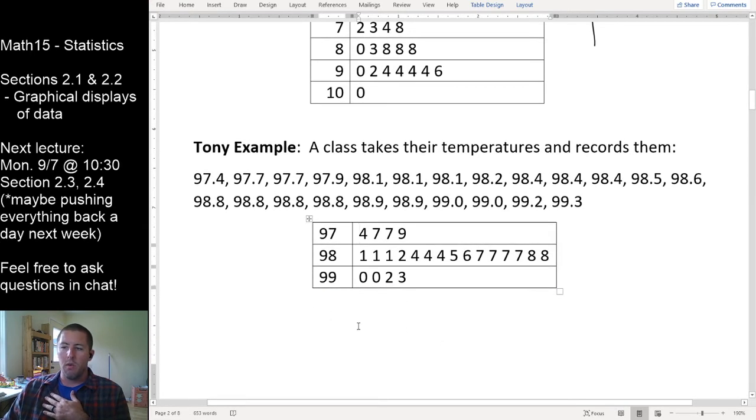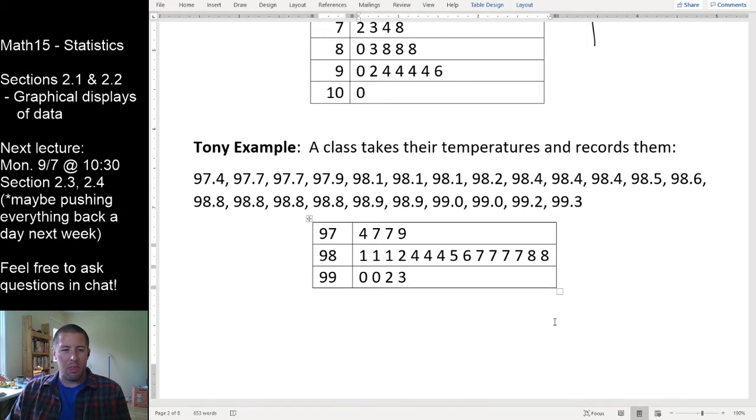These values are all packed up around our more typical temperatures of the mid 98s, right? The problem with this stem and leaf plot is it really just doesn't tell me much beyond the fact that most body temperatures are in the 98 degree range. But this doesn't give me as good of a sense of the spread of the data here.